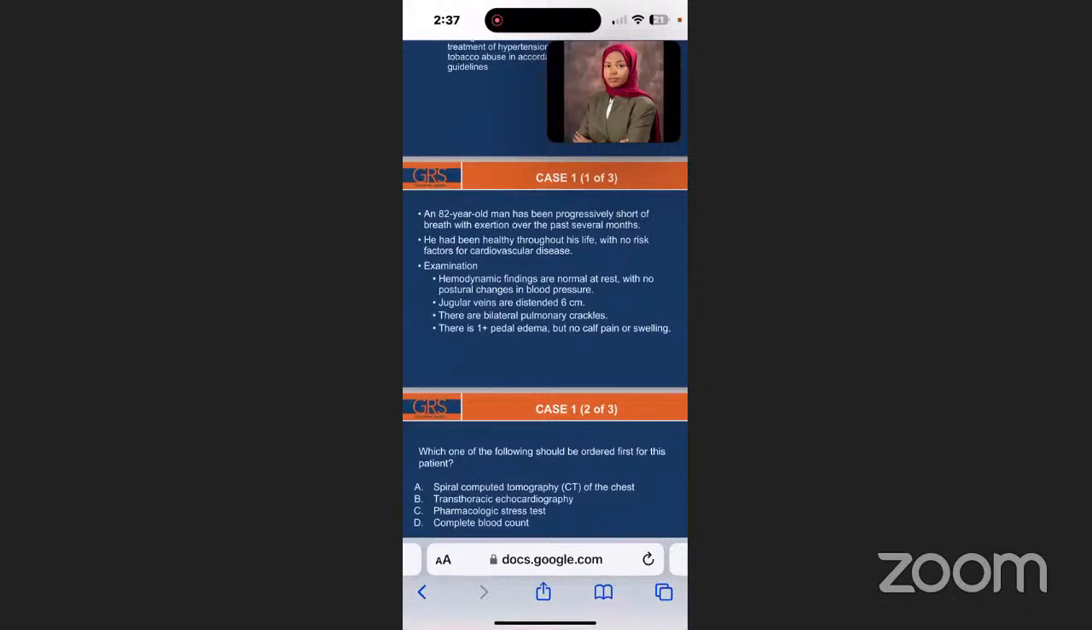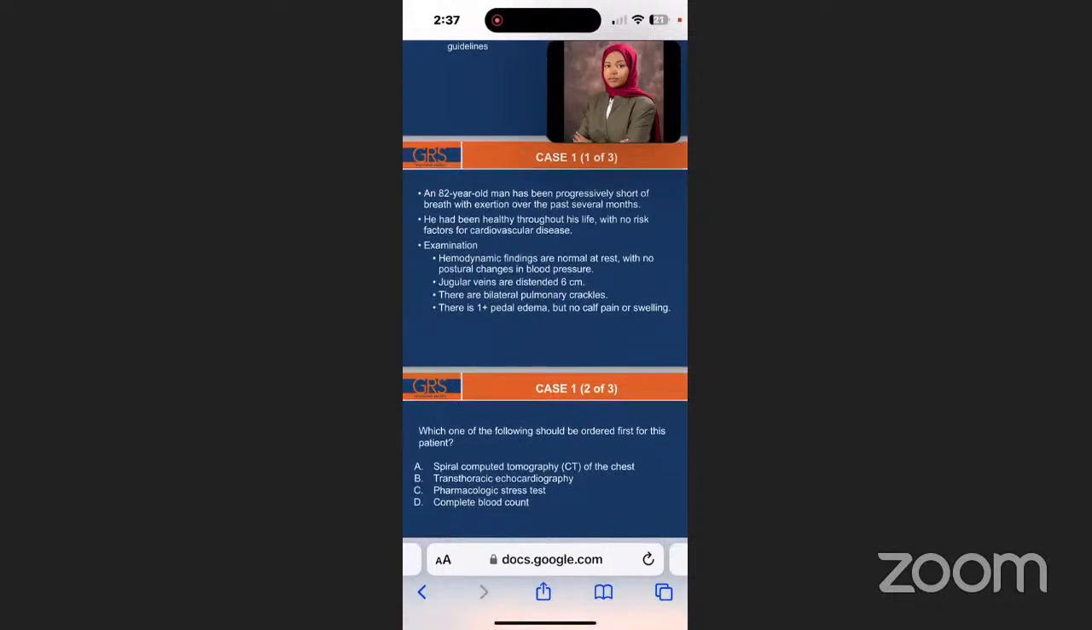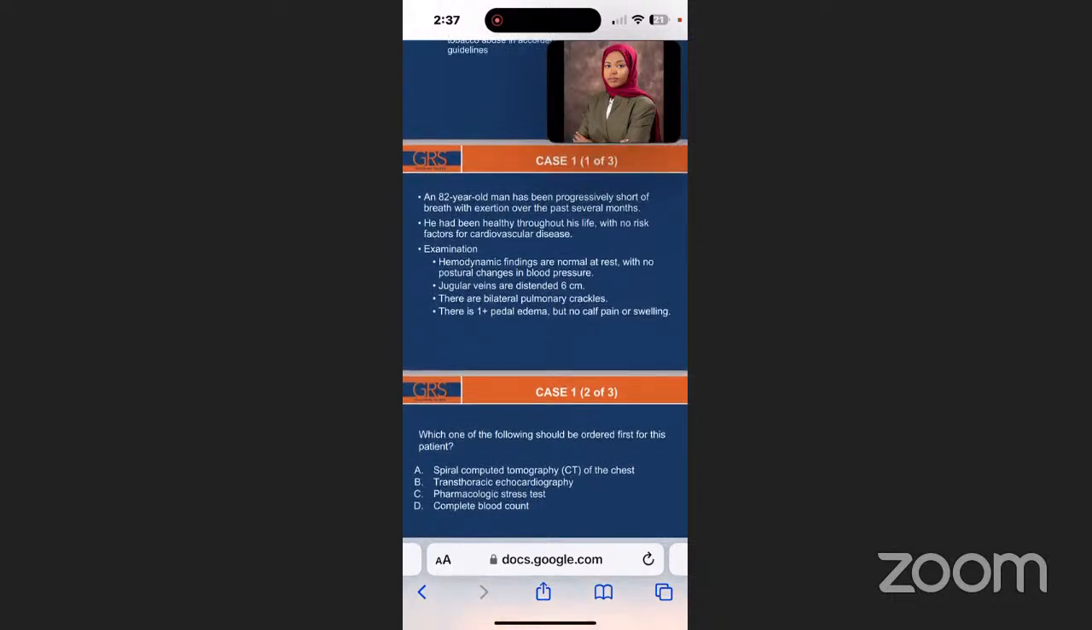An 82-year-old man has had progressive shortness of breath with exertion over the past several months. He had been healthy throughout his life with no risk factors for cardiovascular disease. On examination, this patient's hemodynamic findings are normal at rest, with no postural change in blood pressure. Jugular veins are distended 6 centimeters. There are bilateral pulmonary crackles. There is pedal edema, but no calf pain or swelling. The question: which one of the following should be ordered first for this patient?